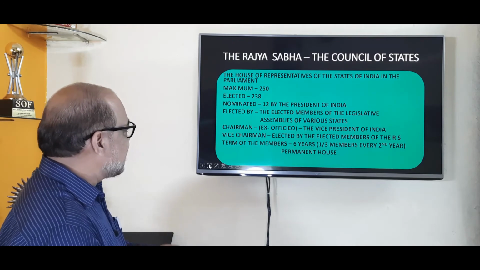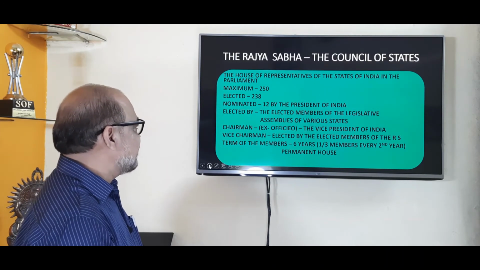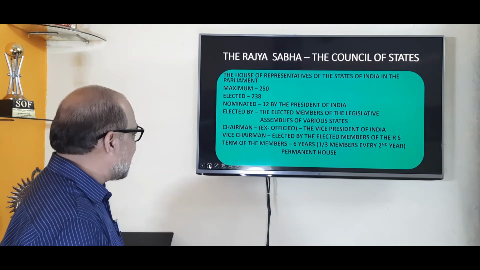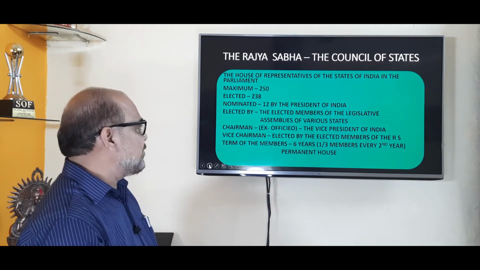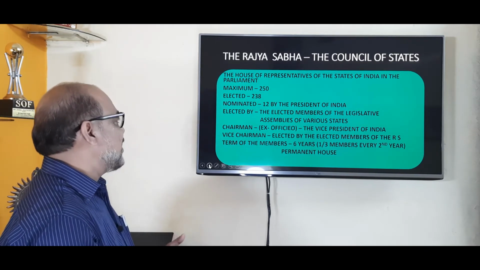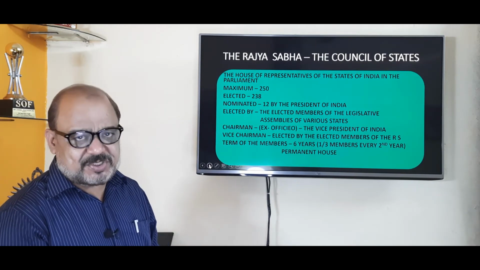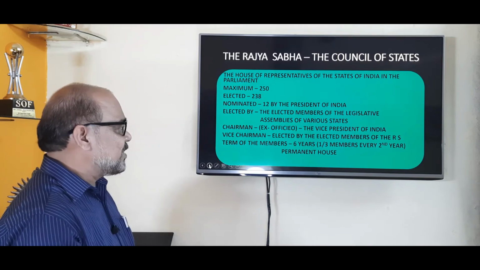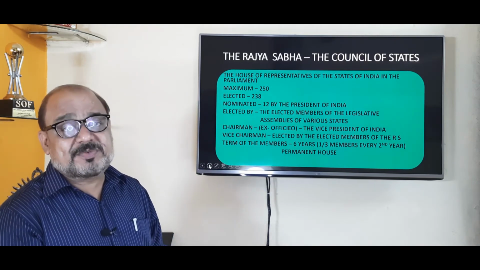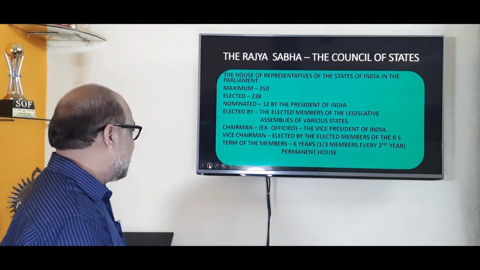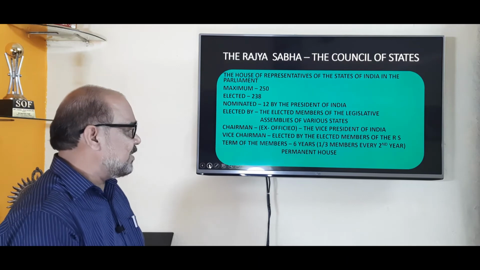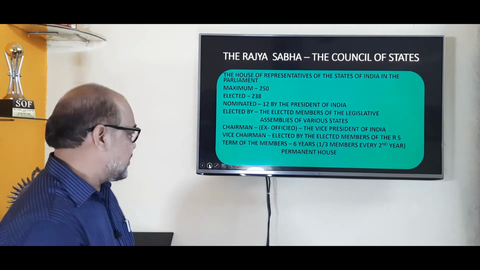Now, these Rajya Sabha members are elected members. These Rajya Sabha elected members are elected by the elected members of the legislative assemblies of various states. The chairman, that is the ex officio chairman, is the Vice President of India. It means whosoever is the Vice President of India is going to be the chairman of the Rajya Sabha. The Vice Chairman of the Rajya Sabha is elected by the elected members of the Rajya Sabha.